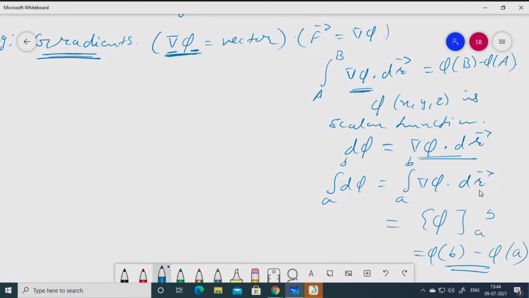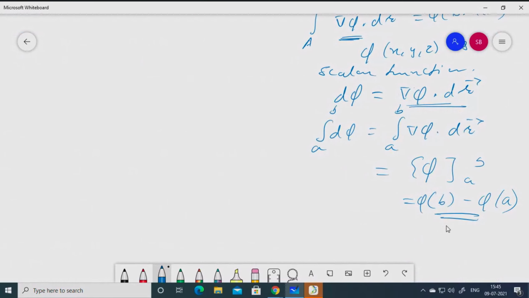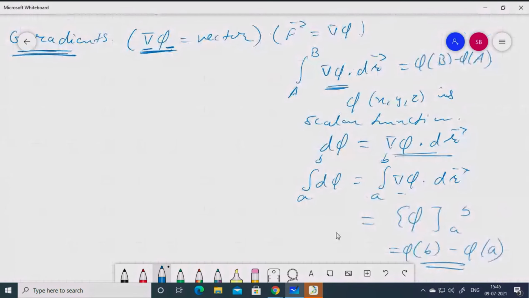So is it not the same result that I said? Phi of b minus phi of a. So does this depend on the path? This del phi dot dr bar is nothing but the line integral only. Here I have not taken any curve. It doesn't matter which path you have followed, it will be the same value you are going to get. It does not depend on the path, but it depends on the endpoints.